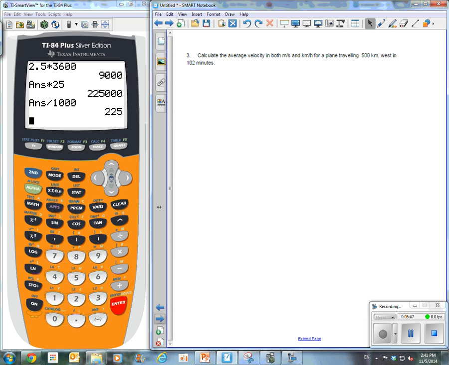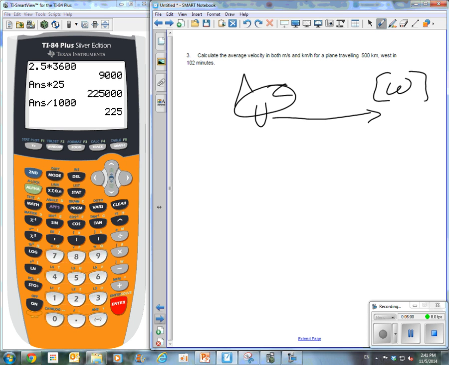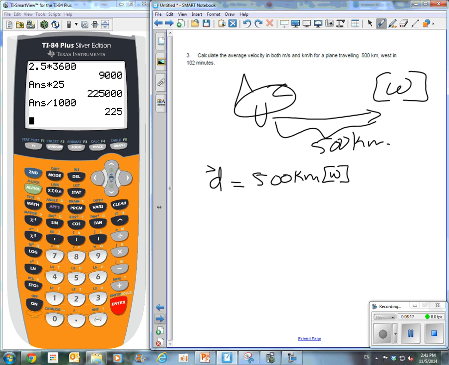Calculate the average velocity in both meters per second and kilometers per hour for a plane traveling 500 kilometers west in 102 minutes. Well, here's my plane. He is traveling west over a distance of 500 kilometers. Now, it takes him some time to do so, but I've got this value of 500 kilometers west. That is a displacement because I've got magnitude and direction. And I've got a time here of 102 minutes.